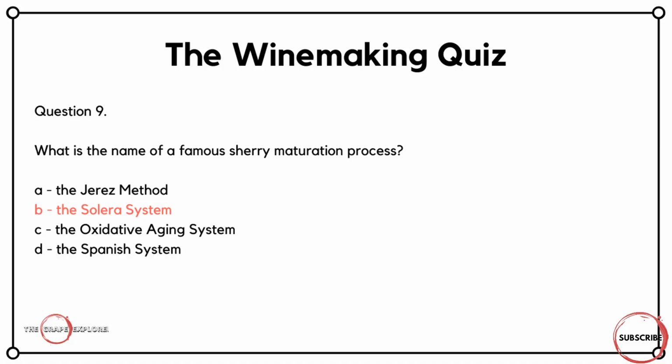This is very specific to sherry, and it's a process whereby there are a number of barrels involved, and the wines generally move through the barrels to the bottom, where they're then extracted to be bottled, and it means it creates quite a consistent approach to the winemaking. It's from Jerez, but that's not the answer. The answer here is the Solera system.